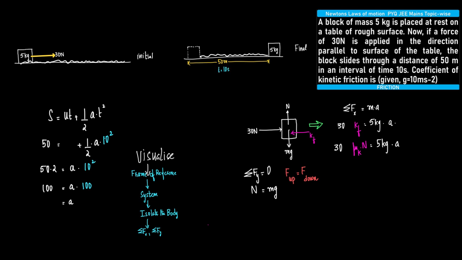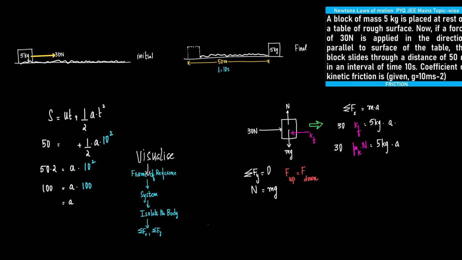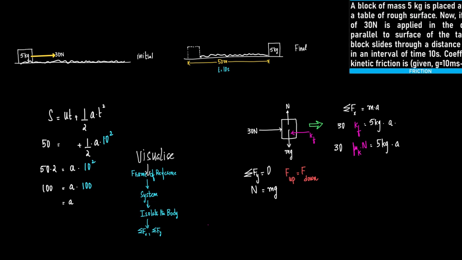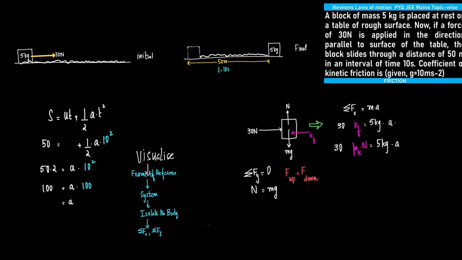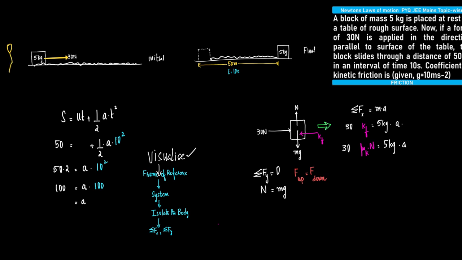Okay, so now we don't need the question. Now what we need to do is directly find the answer. So the visualization part is done. Now we need a frame of reference. We will use an inertial frame of reference, as a person standing on a non-accelerating frame, visualizing things from here. So visualization is done. Frame of reference is done. The system is done. What is the system? The system is this block here. We have isolated the body here.